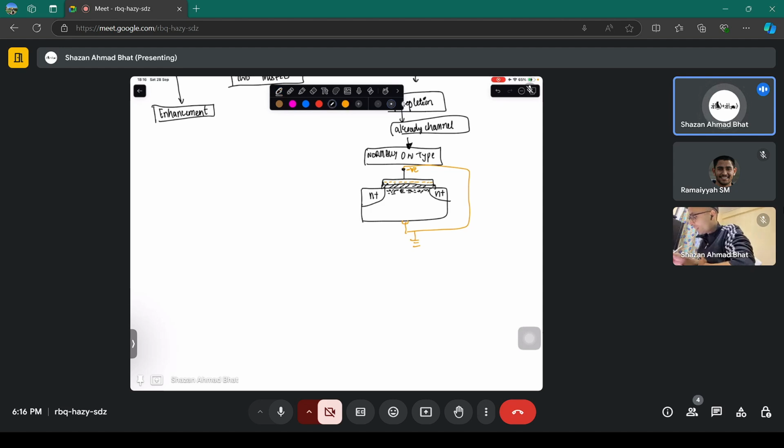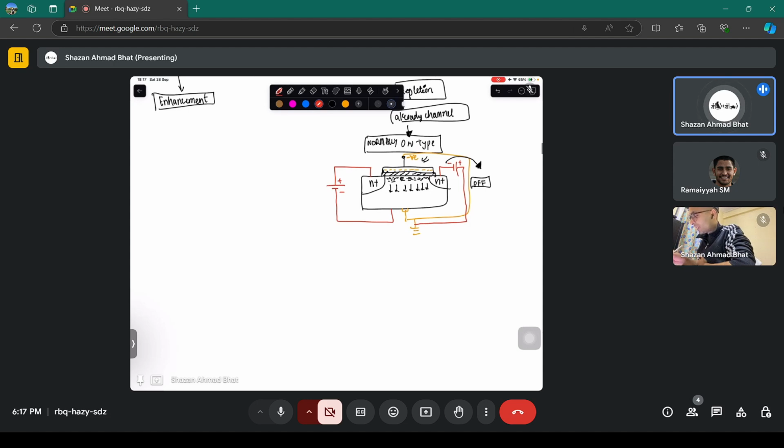So what it does is that it brings these electrons away from the channel, and you no longer have the channel, and it turns off. So by application of this voltage, you have turned the device off. Otherwise, it was already on. You could have just connected these terminals, let's say positive terminal and let's say negative terminal. You could have connected these source and drain terminals, and the current would have started to flow without even applying the gate voltage.